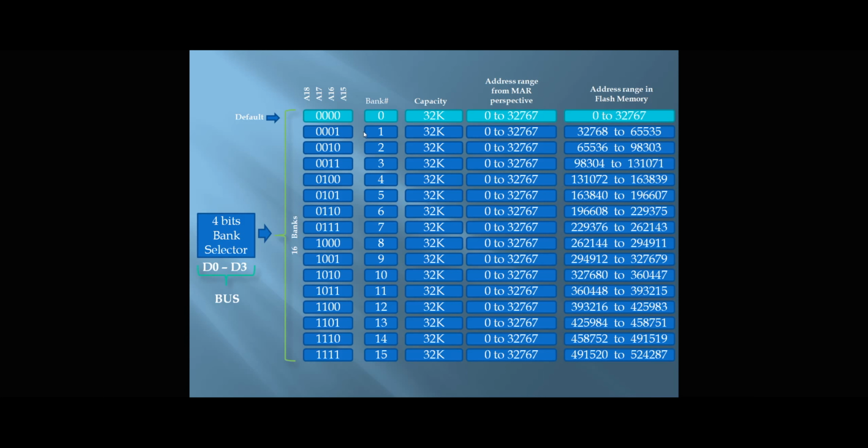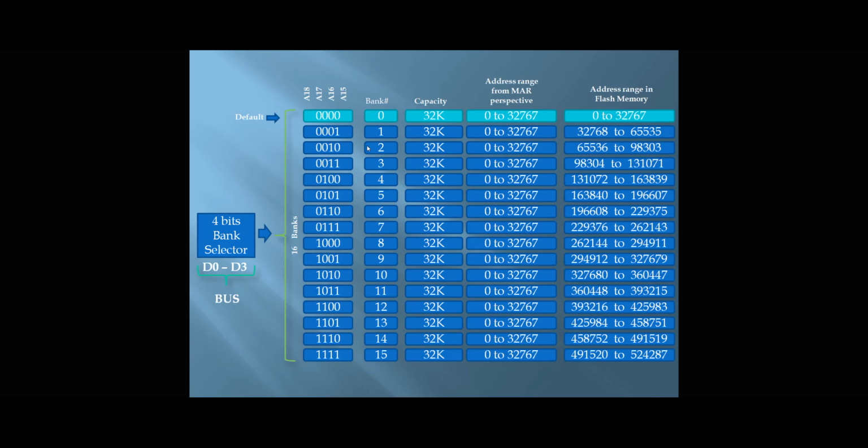And following the same thing, this 4-bit bank selector could output 16 different values, from 0 all the way to 15. Therefore, we could have a total of 16 banks here, and each bank is a different memory space with a capacity of 32K, right? So hopefully it is clear and understandable.